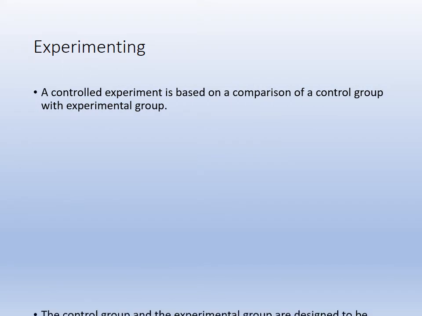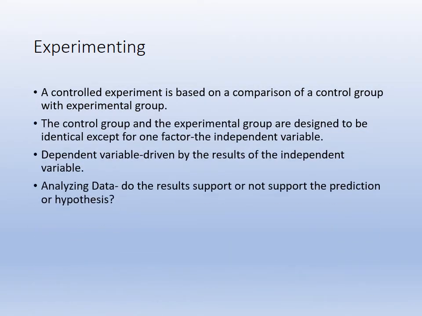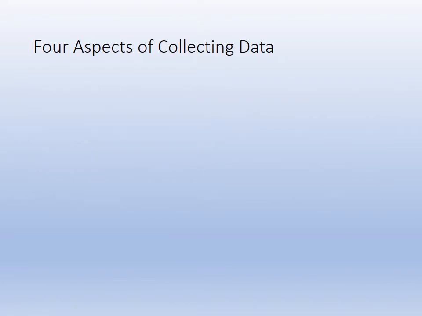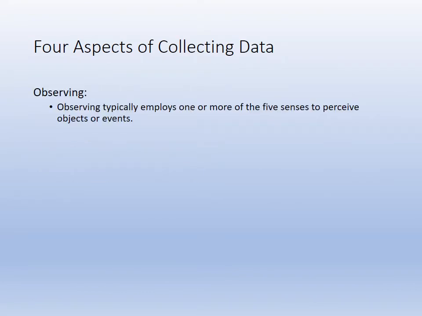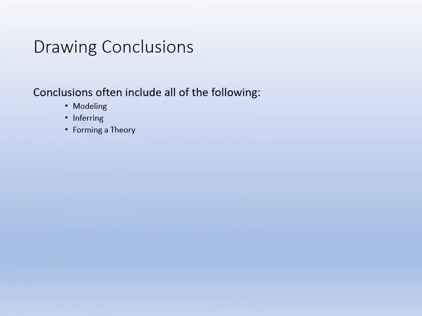Experiments, you have a control group, which is lacking what you're testing. It forms the baseline. Observing is your first aspect of collecting data. Your conclusions give you a new model, allow you to infer on.